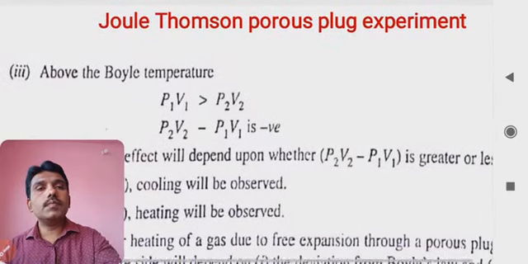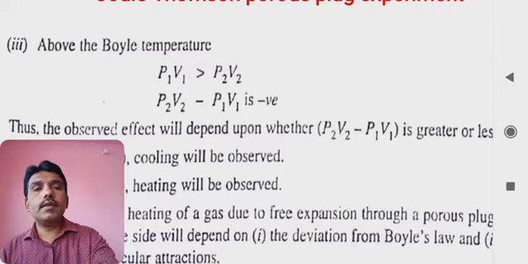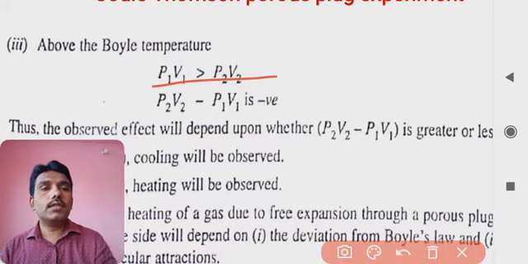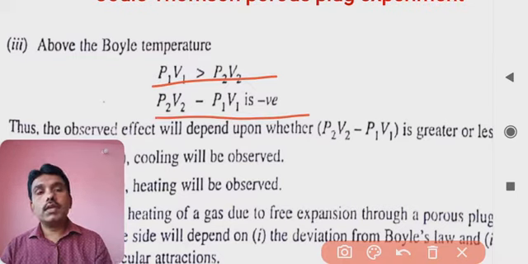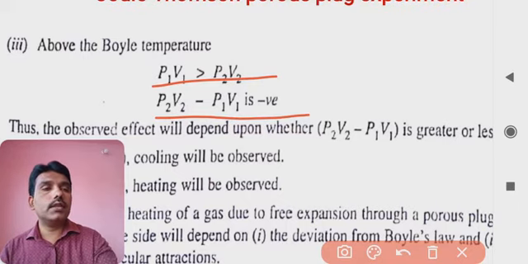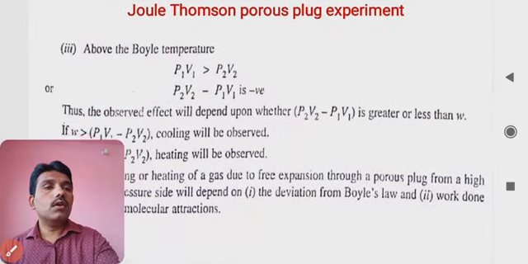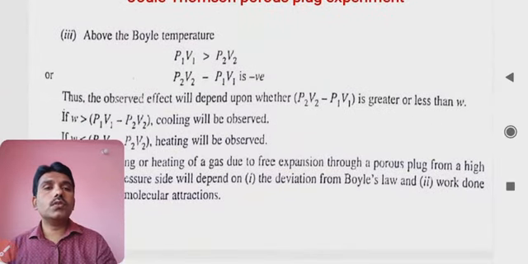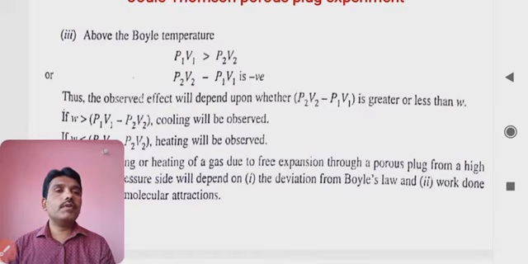But if above the Boyle temperature, that is P1V1 is greater than P2V2, then at that stage P2V2 minus P1V1 will be negative. So here you will not find the cooling effect, you will find the heating effect at this stage. So definitely at this stage P2V2 minus P1V1 is greater or less than W, and the observed effect depends upon whether P2V2 or P1V1 is greater or less than W.